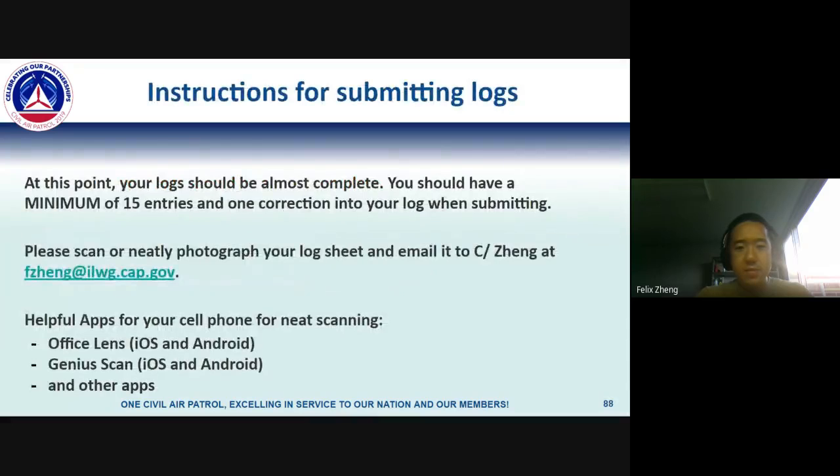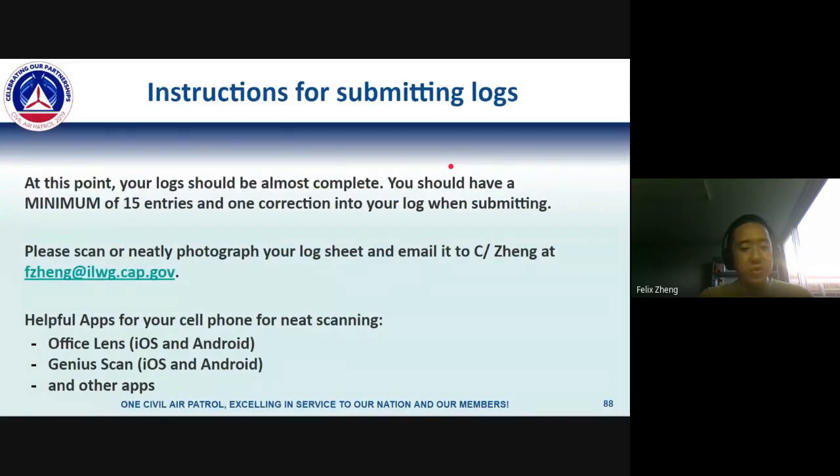And to submit logs, please scan them or take a picture of them and just email them to me. At this point, if you're here for the entire time, you should have a minimum of 15 entries and 1 correction in your log. Please scan or neatly photograph these things.